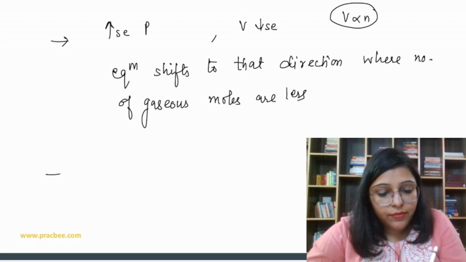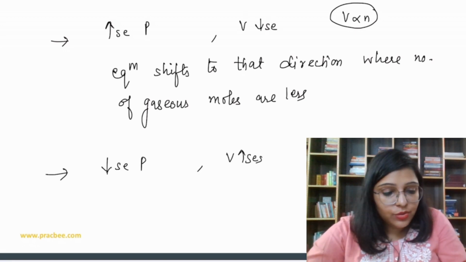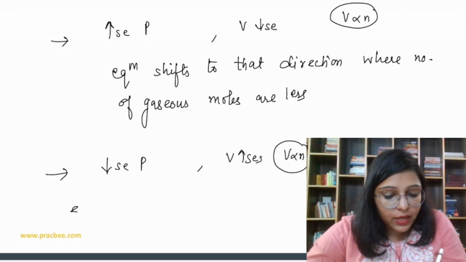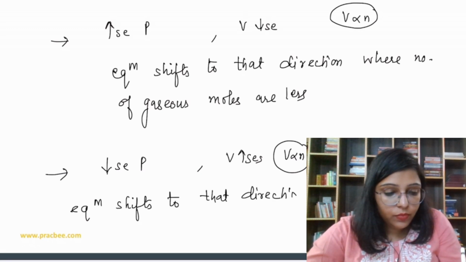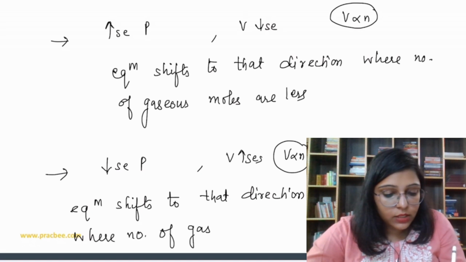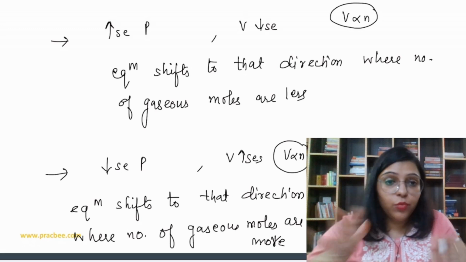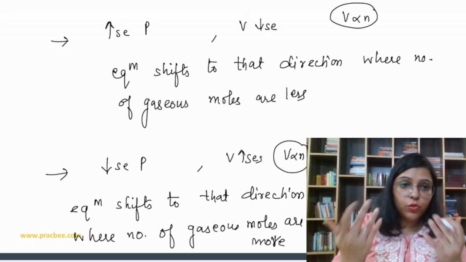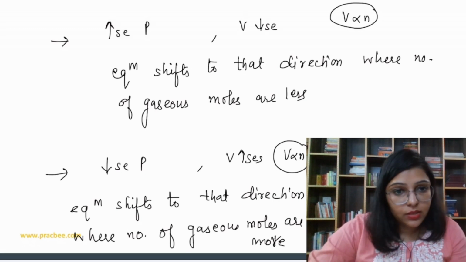Okay, then we have, if you decrease pressure, it means volume increases, na. So equilibrium shifts to that direction where the number of gaseous moles is more. Because if we have more number of gases, right, then more collisions and more pressure. If you decrease the pressure, then the system is going to increase the pressure.